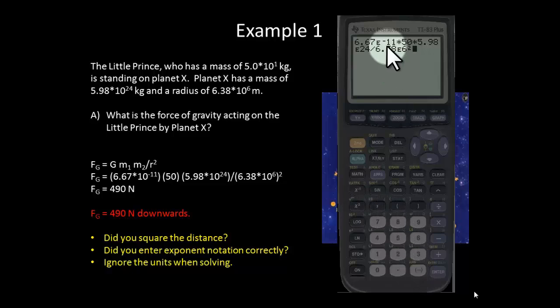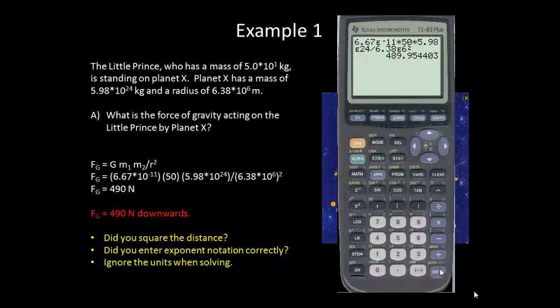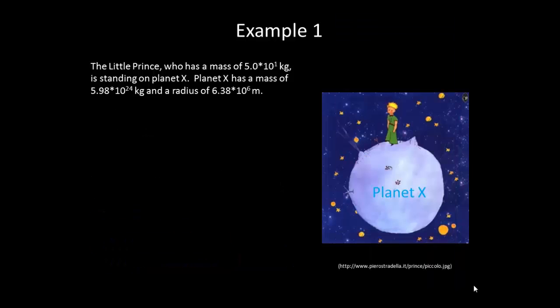Notice that this makes it really simple because I don't have to worry about any sort of parentheses. When I use this scientific notation format, it considers this entire number to be one thing. So when I go to square it, it's going to square that entire number. So I hit enter, and I do indeed get 490 newtons, rounded.